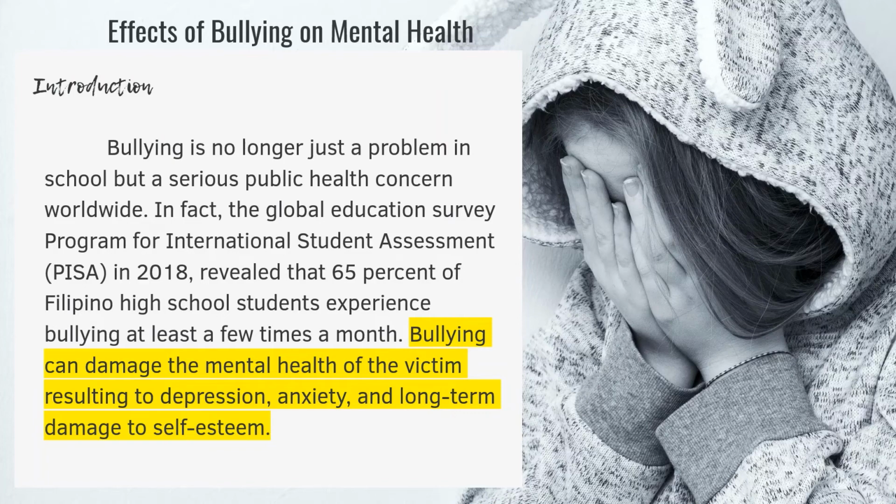Listen to this example of a cause and effect essay. The title is Effects of Bullying on Mental Health. Bullying is no longer just a problem in school, but a serious public health concern worldwide. In fact, the Global Education Survey Program for International Student Assessment, or PISA, in 2018 revealed that 65% of Filipino high school students experience bullying at least a few times a month. Bullying can damage the mental health of the victim, resulting to depression, anxiety, and long-term damage to self-esteem. The highlighted words in yellow is the thesis statement.